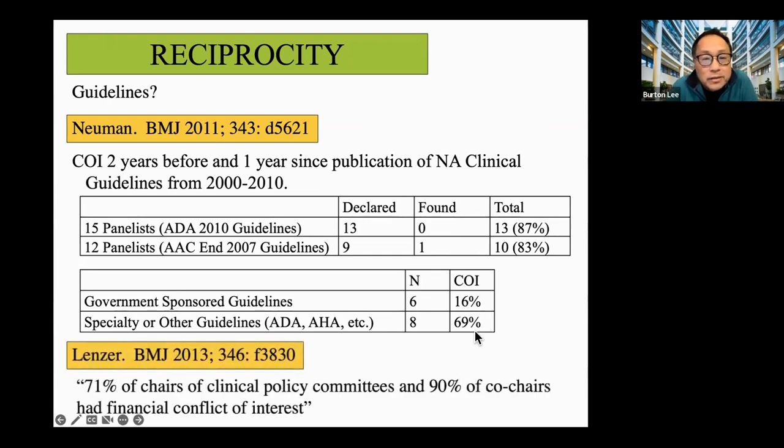Similarly, this is a paper just looking at, well, what about the chairs, who sort of make the agendas and drive these panels, and the co-chairs? Well, 71% of the chairs had a conflict of interest, and 90% of the co-chairs had some financial conflict of interest. So guidelines may not be free of bias as we would all hope.